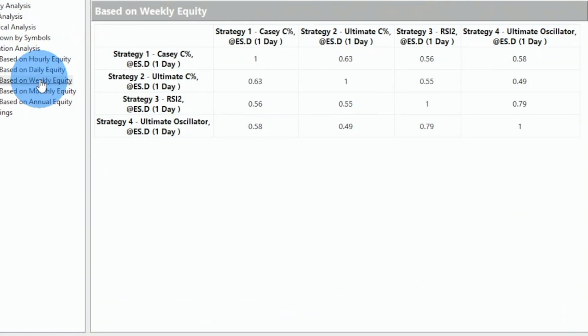This is the most important part. You can see the correlations between these strategies are on the higher side, but they are not extremely high. The first thing we notice is that even though the Ultimate C percent is a derivative of the KCC percent, the correlation is not even close to 80, it's 63. The Ultimate C percent is also medium correlated with the RSI and with the Ultimate Oscillator. In fact, the RSI2 and the Ultimate Oscillator are on the high side.